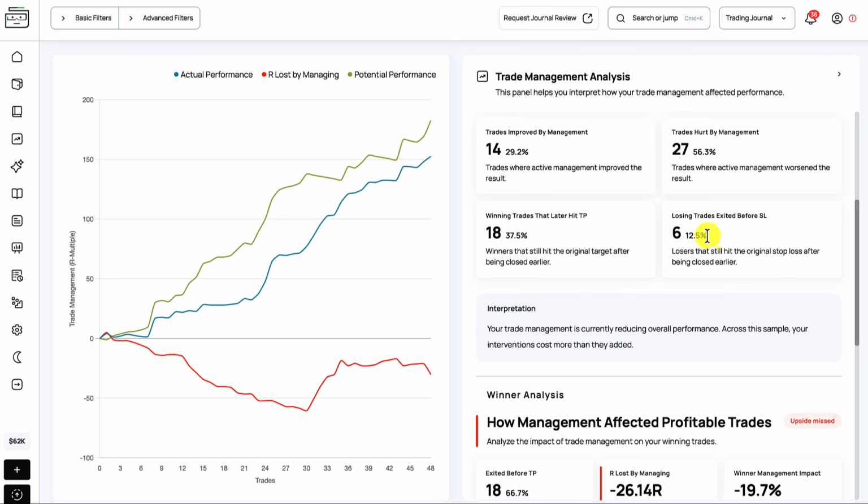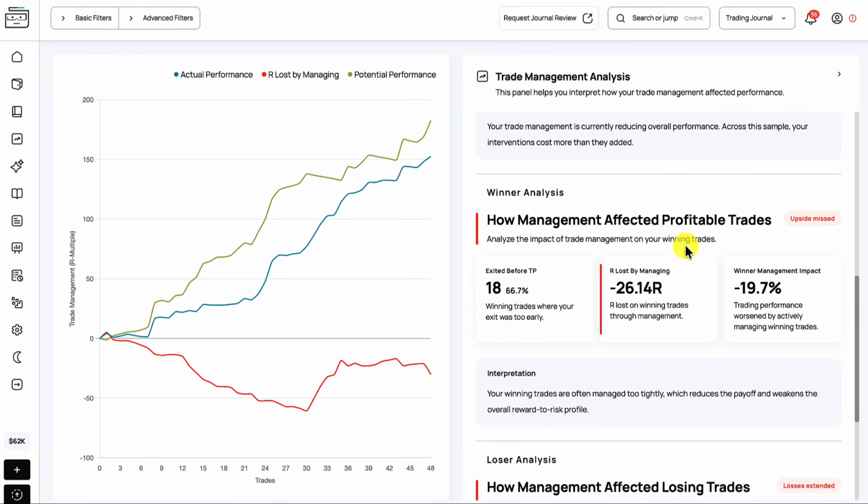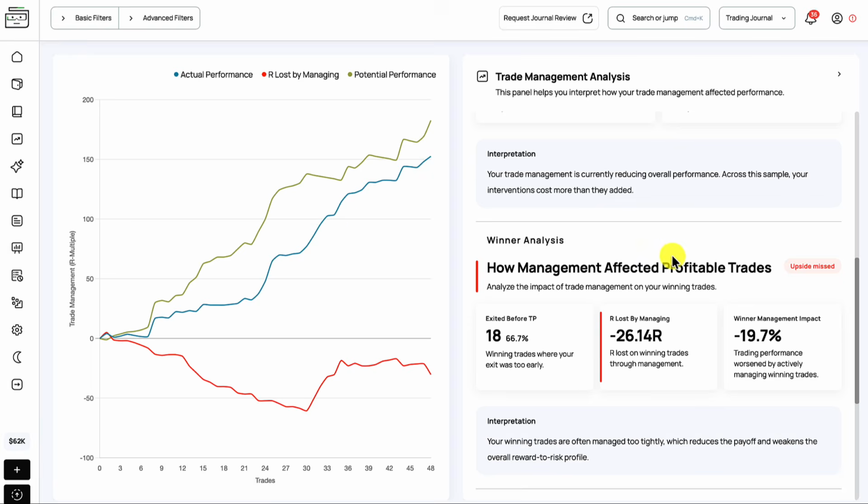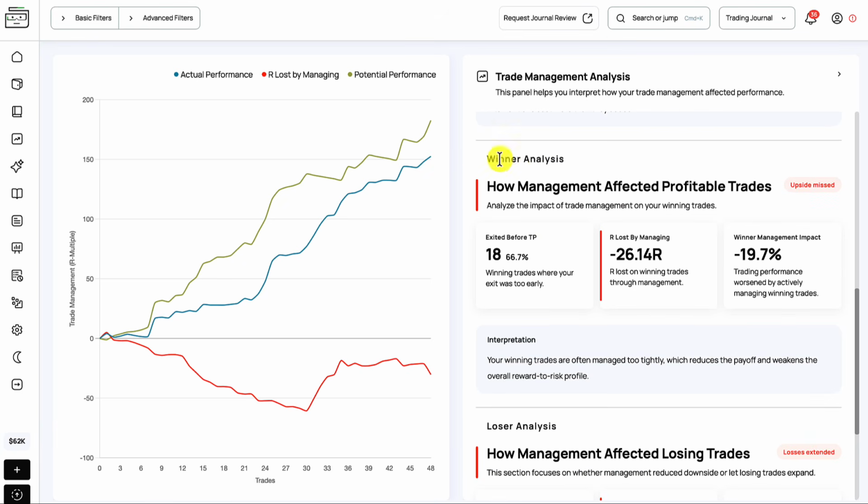Here you can see the losing trades that were exited before the stop loss was hit. So only 12% of the time, exiting a loss before the actual stop loss would have been hit would have been better. Here you get the interpretation of what you see here. And then we divide the analysis between winning and losing trades. Those can often give you really interesting insights as well.